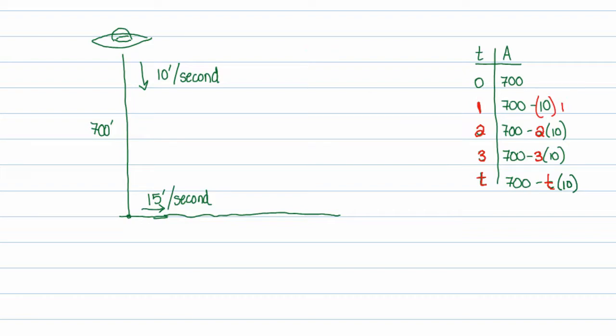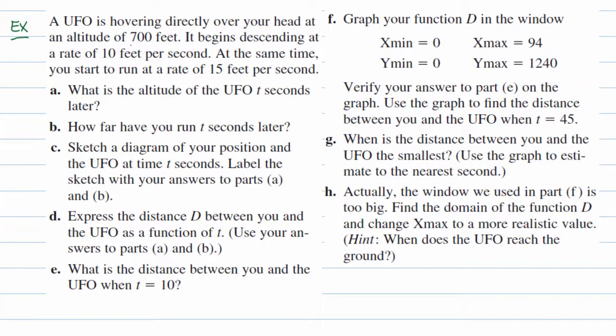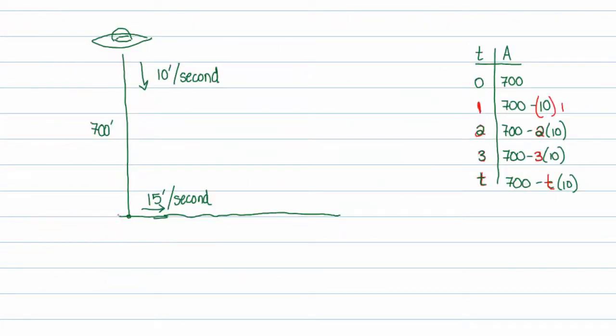So the answer to the first part is going to be that the altitude is 700 minus 10t. You can test it out. 1 second later, it's 700 minus 10 times 1. How far have you run t seconds later? Well, again, go to the picture. That kind of helps out. And we'll make a little table for this.